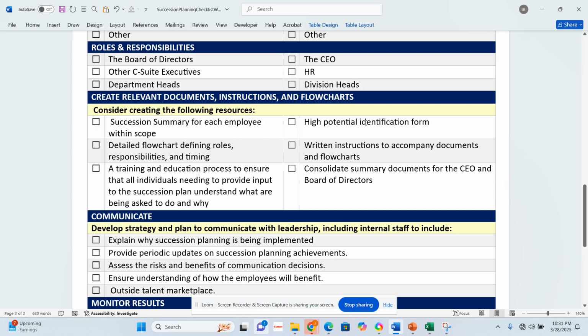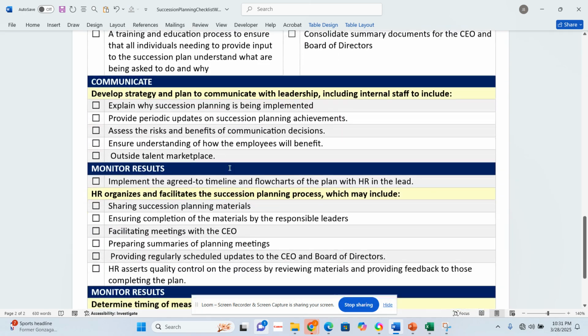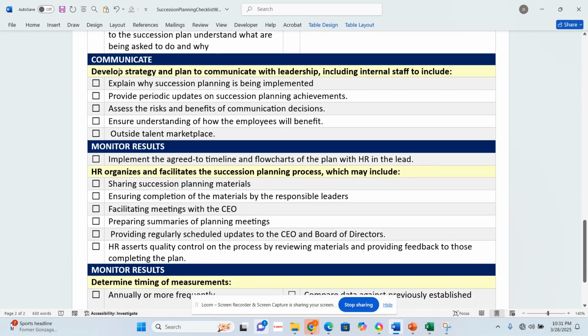I know I have a high potential identification form, succession summary for each employee within the scope. I know that's in one of my succession booklets. A training and education process to ensure that all individuals needing to provide input to the succession plan understand what they are being asked to do and why. And then also communicate, develop a strategy and plan to communicate with leadership, including internal staff.